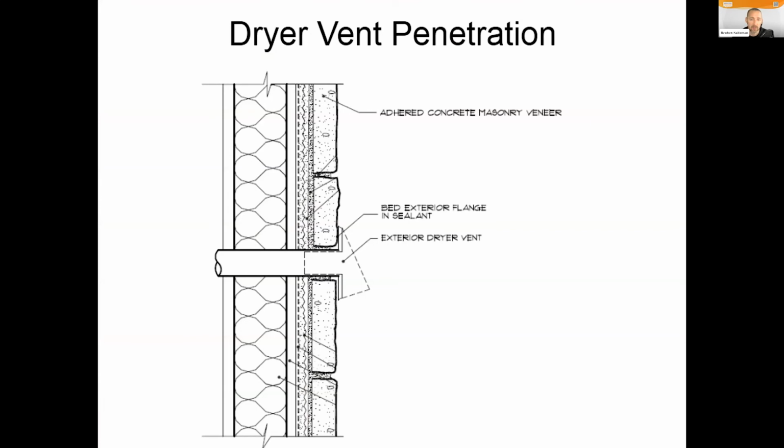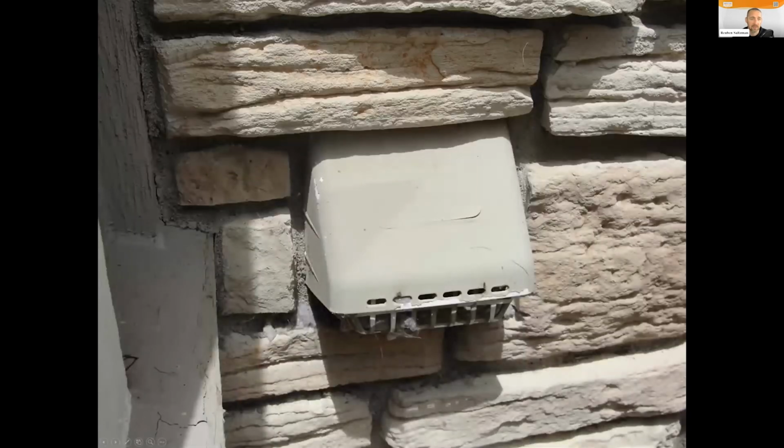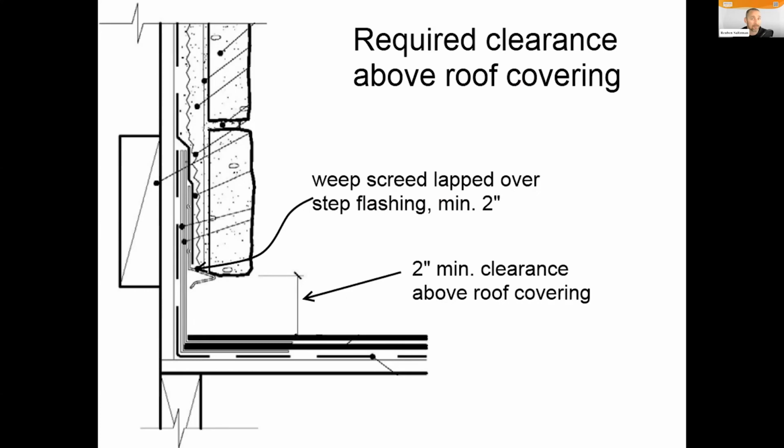Here's another example. Same thing. We've got a dryer terminal. It's supposed to be a bed of sealant in the exterior flange. And this is the opposite of that. We've got mortar coming up against the sides. There's no way to seal it off at the edges. And what happens when some kid kicks a soccer ball against it and breaks the dryer terminal? How do you replace it? I don't know. You've got to start tearing out your siding.